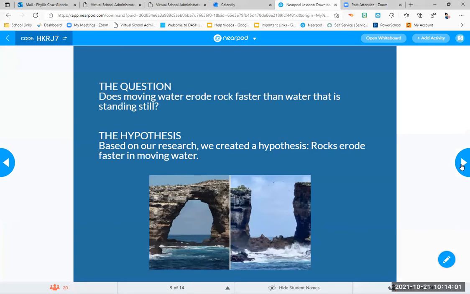Our question of the day will be, does moving water, okay, water that moves. Ooh, I'm waiting for an example. Does moving water erode or break apart rock faster than water that is standing still? That's going to be our question. Does moving water erode or break apart rock faster than standing still?